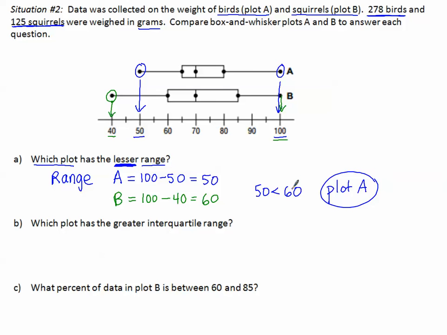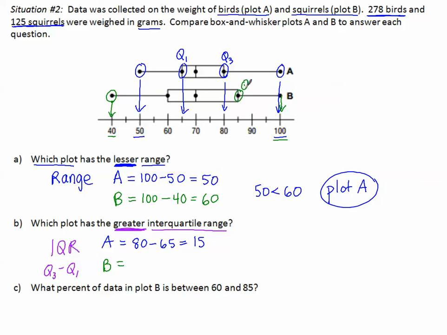Let's try another. Which plot has the greater interquartile range, or IQR for short? Let's look at each plot. Plot A, interquartile range, remember that is the measurement of Q3 upper quartile minus lower quartile. So let's look at plot A. Upper quartile is here. This is Q3, and that happens at 80. Lower quartile, or Q1, happens at 65. Total that for 15.